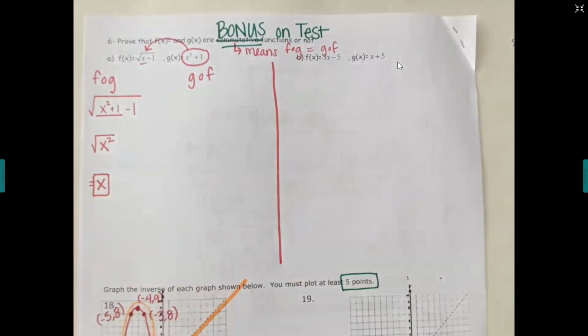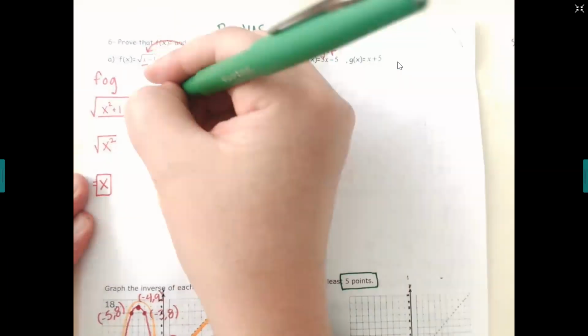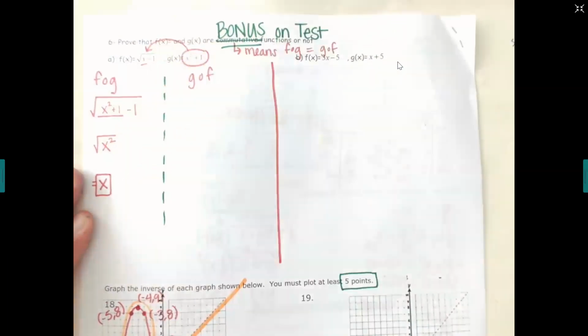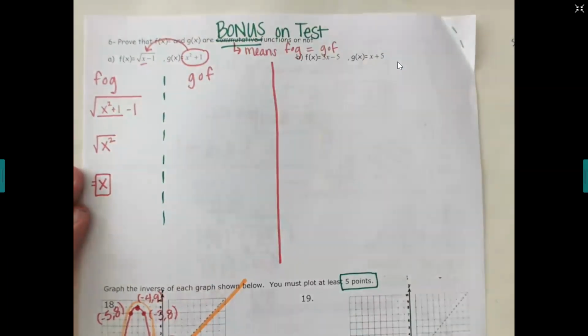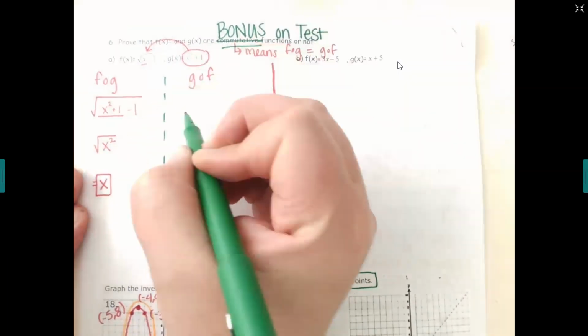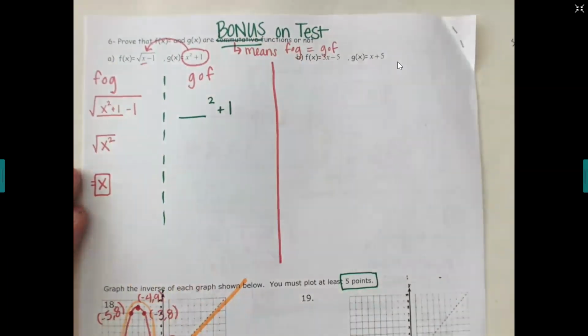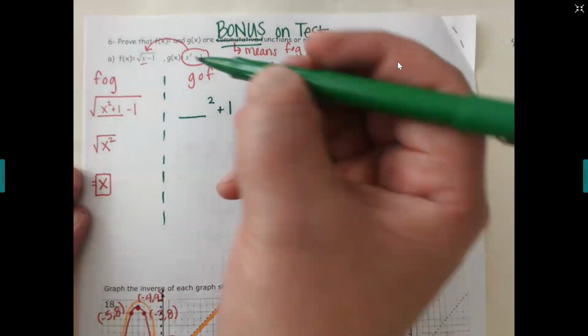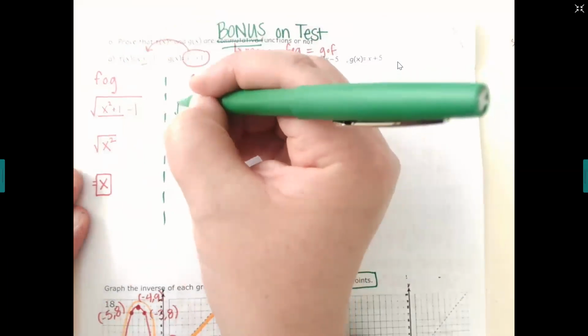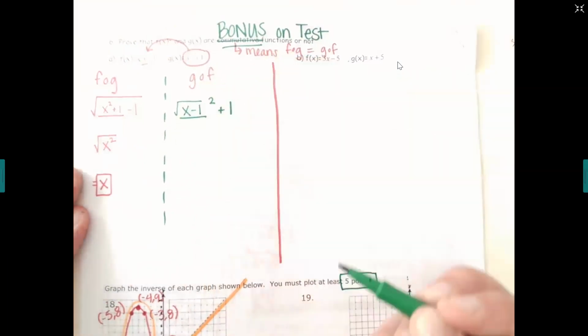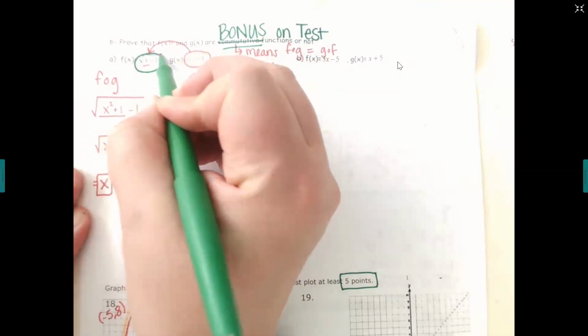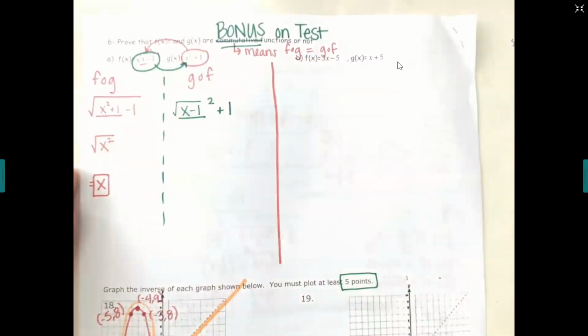Now let's do it the other way. So now we're doing g of f. That means we're taking our g equation and plugging f into that. So instead of x squared plus 1, it's blank squared plus 1. And then in the little blank, what are we going to plug in? The square root x minus 1. So now I'm taking this and plugging it in here.